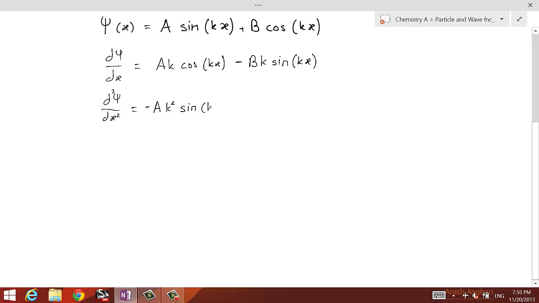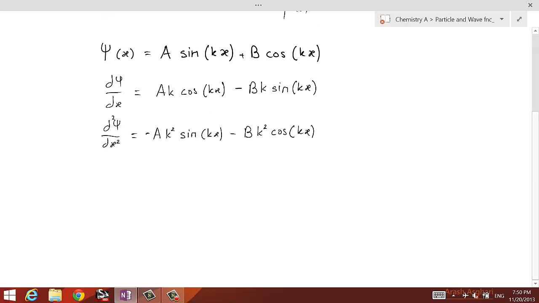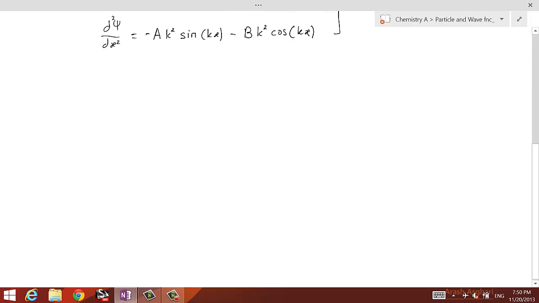So minus a k squared sine kx, and for the second term, sine differentiates to cosine, minus b of course, and k squared cosine kx. Now you have 3 of these. We will use 2 of them.